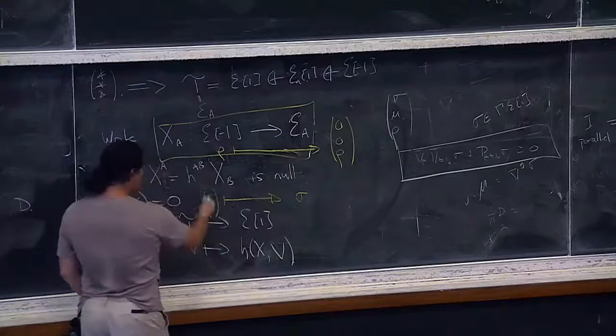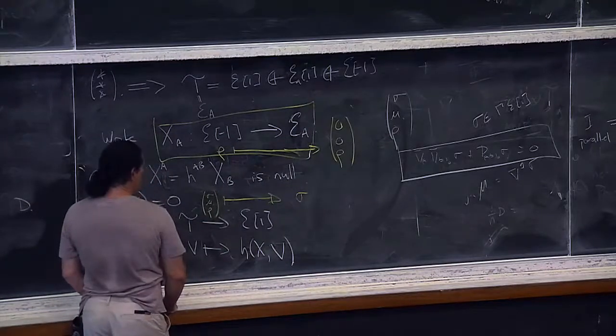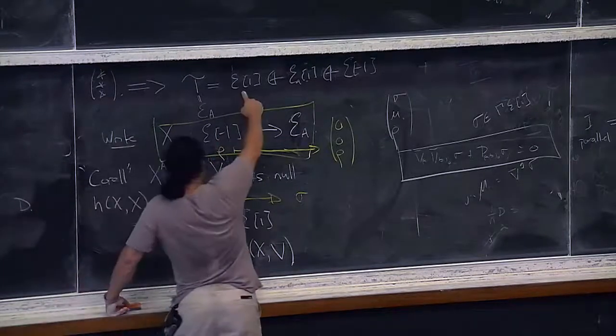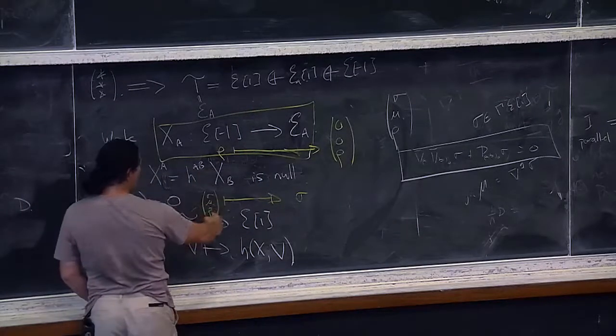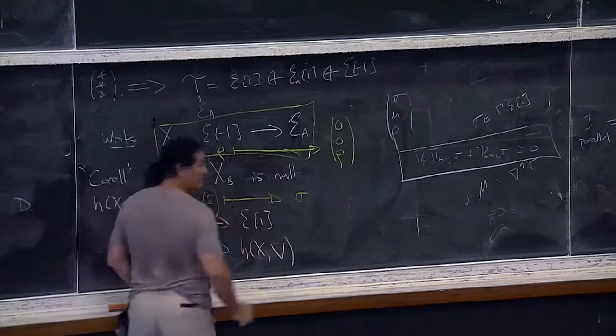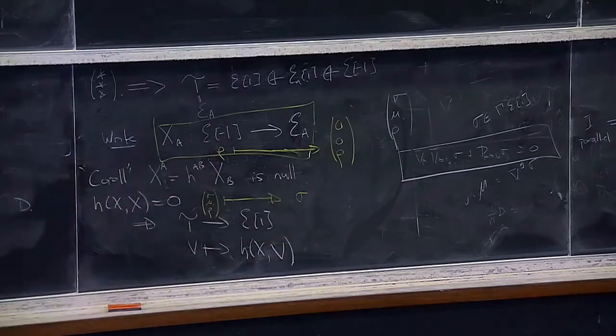And similarly, this thing, I said it also gives the projection to here via the metric. Okay, so this is the map that just takes sigma, mu, and rho and pushes the sigma out. So that's also an invariant map.